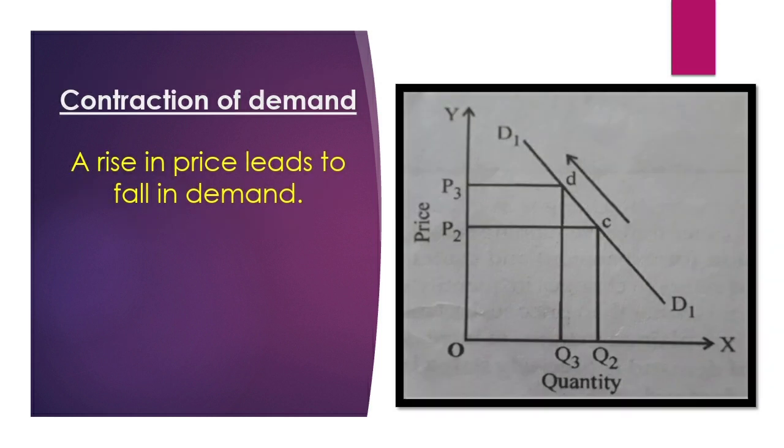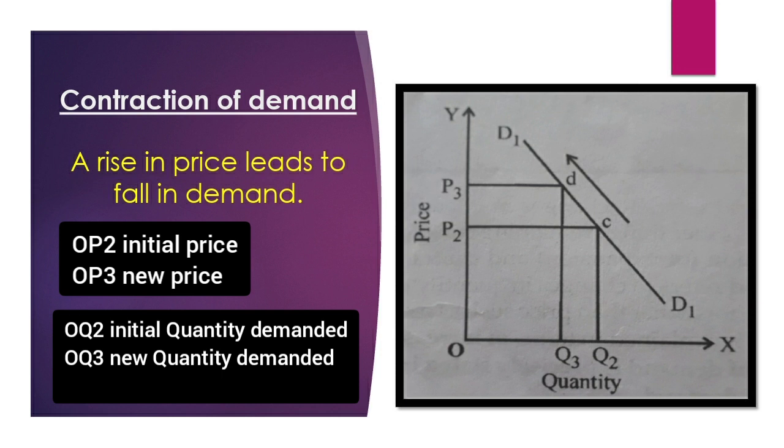Now, the next that we have is contraction in demand. Here it is basically opposite of what we saw in extension in demand. Here a rise in price leads to fall in demand. Therefore, here the initial price line is OP2 and the initial quantity demanded is OQ2. Now what happens? Suddenly there is a rise in the price from OP2 to OP3, and therefore the quantity demanded falls from OQ2 to OQ3.